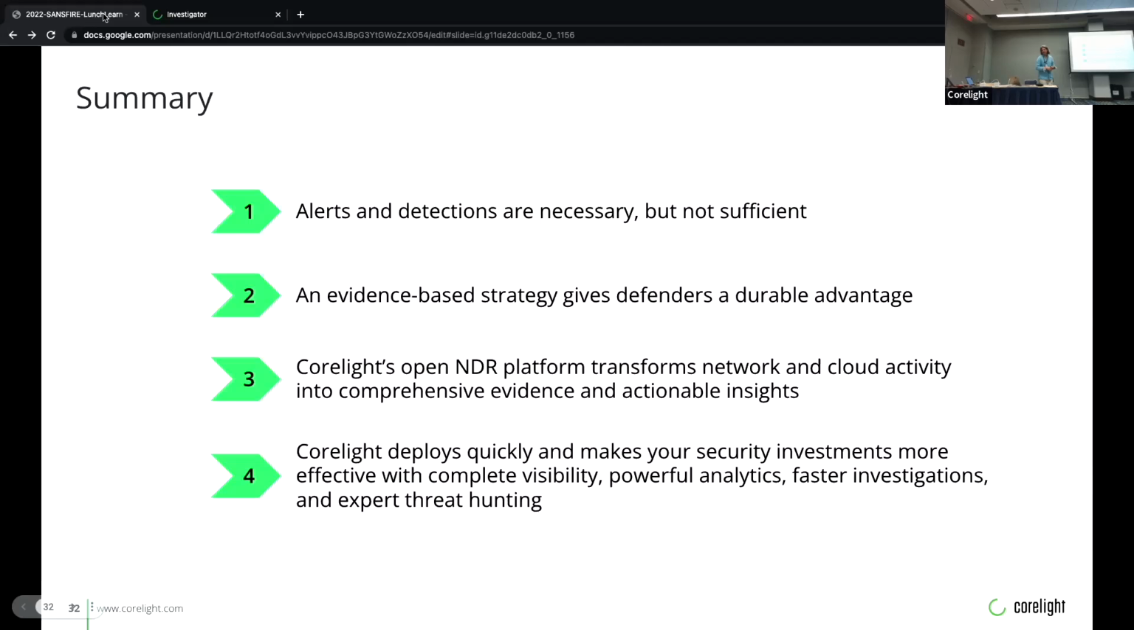So really, to summarize, alerts and detection are necessary, but you need more, in order to have that with evidence. We give you durable advantage by having that. We have a platform that transforms network and cloud into evidence that gives you actionable insights. We can help you integrate quickly into your ecosystem, taking information from Infoblox, BlueCat, Tenable, CrowdStrike, so that you don't have a silo of excellence on your security side. You're actually merging all of the tools you have when you respond to an event or an incident.